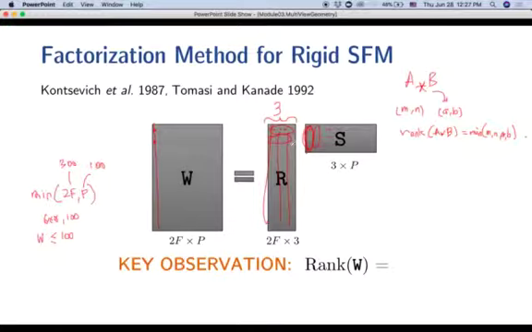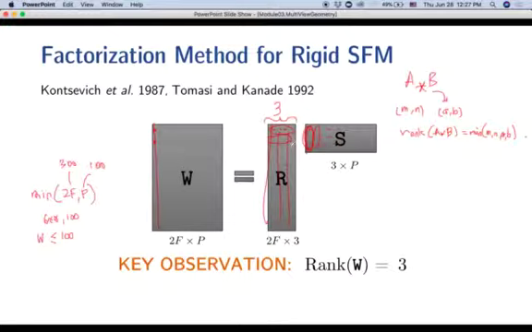So it's not a full rank matrix. In fact, it's highly rank deficient. If F and P are large numbers, this is highly rank deficient. You cannot pick all the columns in W independently or all the rows in W independently. That's not the case. It's coming from an imaging process, and that imaging process puts a very severe rank constraint on W. Okay. All right. So the key observation here is that the rank of W is 3 really.